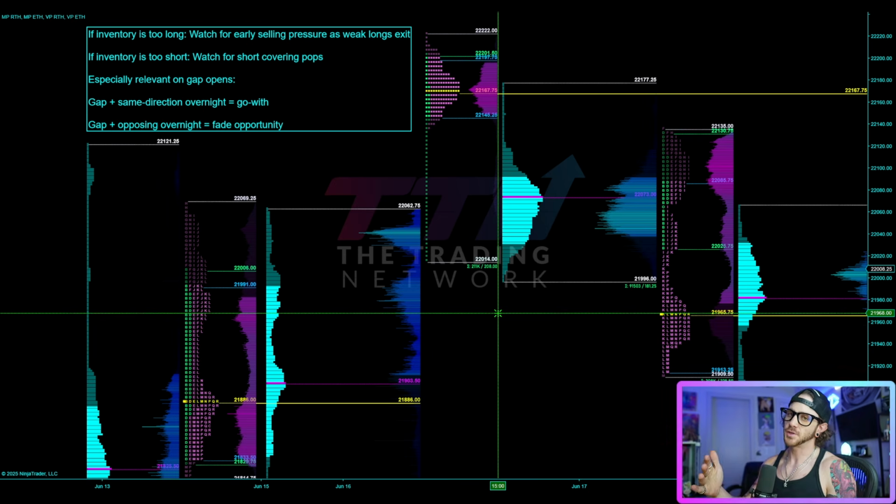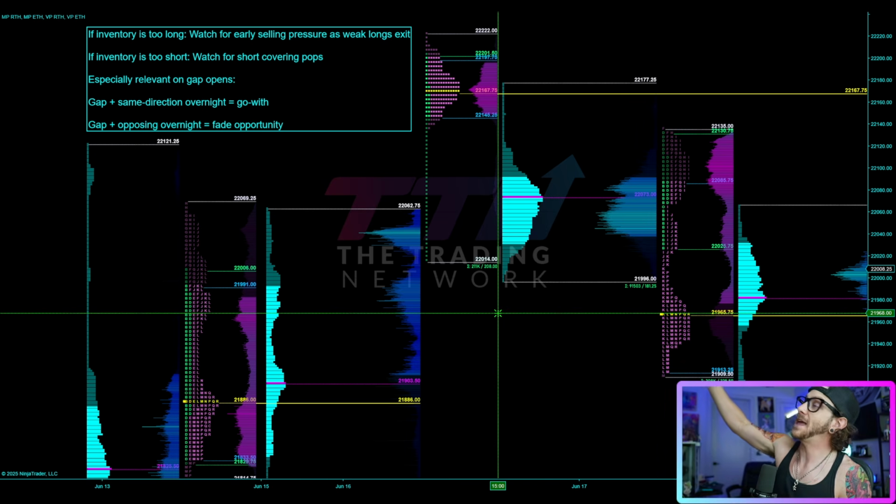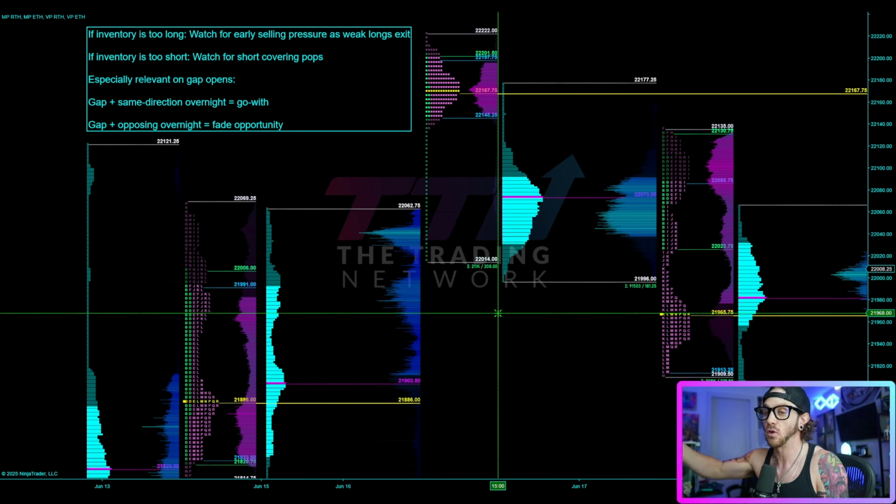If overnight inventory is too long, watch for early selling pressure as weak longs exit. If overnight inventory is too short, watch for moves to the upside in regards to short covering. Watch for that rebalance of the overnight inventory. This is especially relevant if we have a gap open. If you have a gap to the upside, for example, and you have a long overnight inventory as well, boom, you now know that the probability has shifted to a gap and go, where we are opening with a gap and we are moving in that same direction of the gap and the overnight inventory.